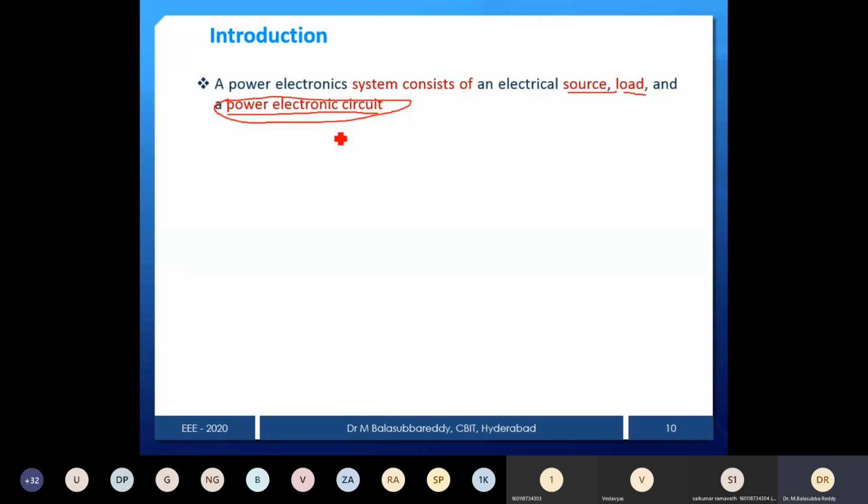So totally, between input and output there is a mediator. Power electronics will act as a mediator between the input and output, and all these controllers will act accordingly to meet the requirement.